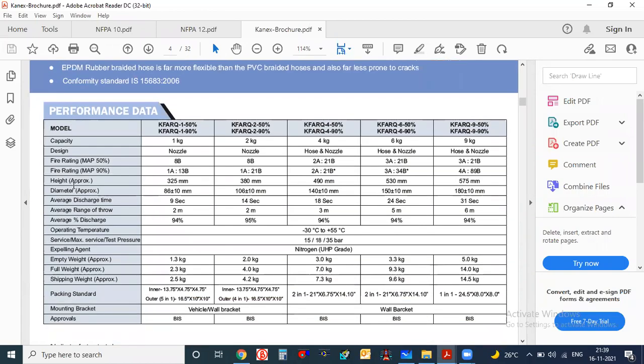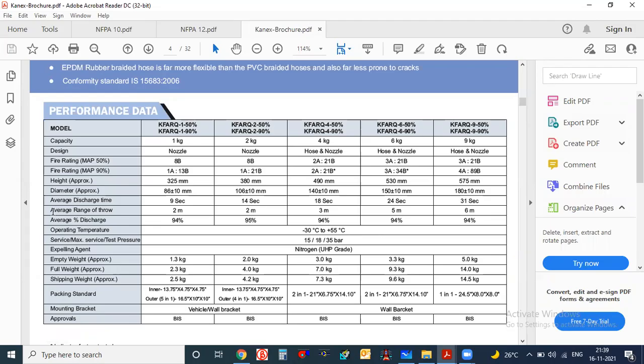And here they have given the technical specification, like what the capacities are, what the rating is, 8B, 8B, 2A, 21B. Okay, these are certain ratings. What is the height, what is the diameter. Okay, these things are not required. The most important thing we require is this one.